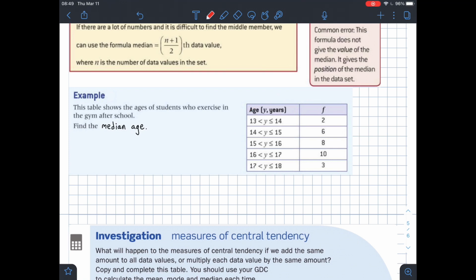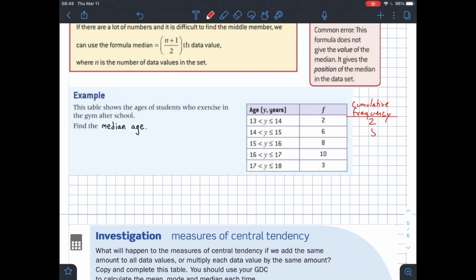In order to find the median, first of all, I need to know how many pieces of data I have. For that, I would have to find a cumulative frequency. So let me write here a column, cumulative frequency. There's a bird here bothering. So cumulative frequency, remember we need to add up the frequency.